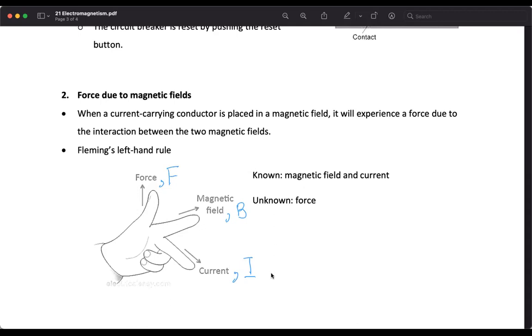FBI is like the secret service in the USA where they do detective work. So that's how they use this to help us remember. If you go to JC, teacher may teach you FBI because B represents magnetic field, I represents current, and F represents force. Then you all know FBI is something that is easy to remember.